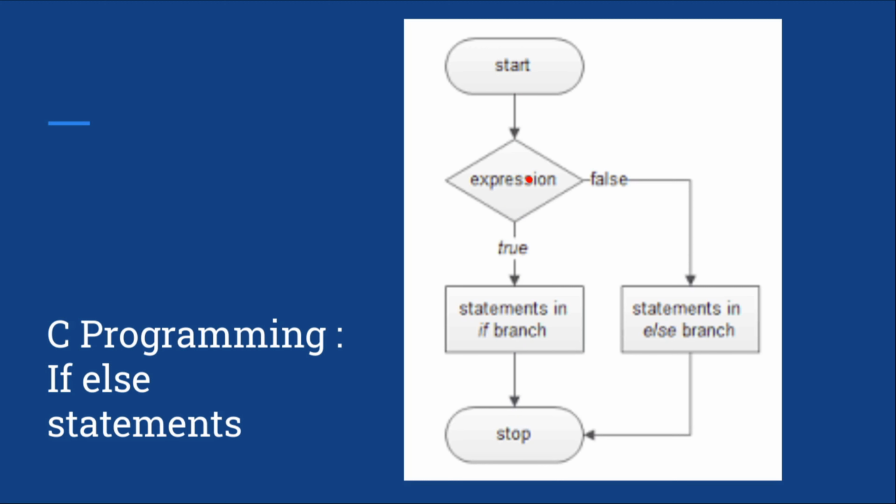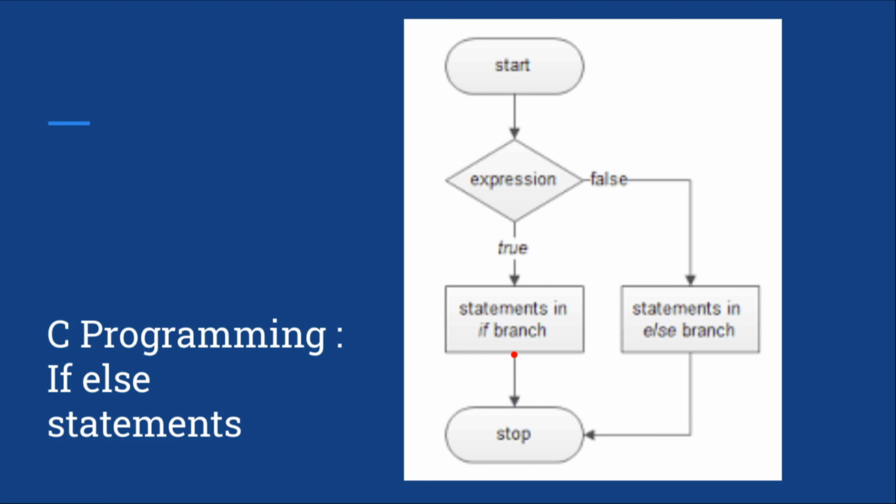What will happen if our condition is false? In that case, it will go to the else part. It will jump to the else part. If our condition is false, it will only execute the else part, and after execution of the else part, it will go to the termination. It will not touch the if branch if our condition is false.